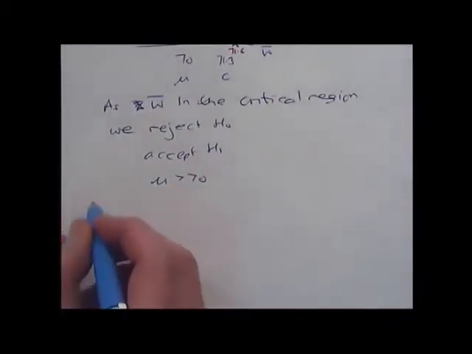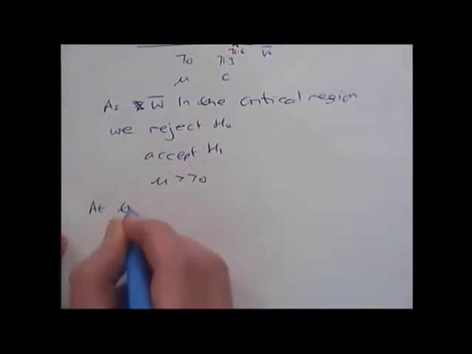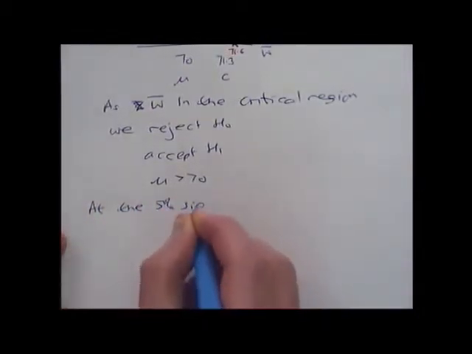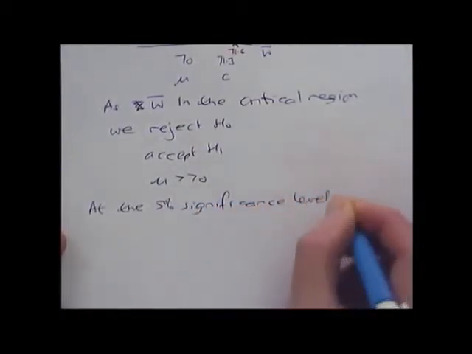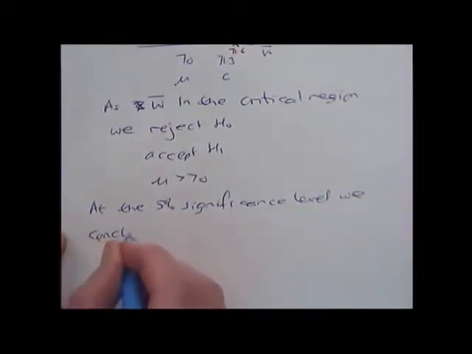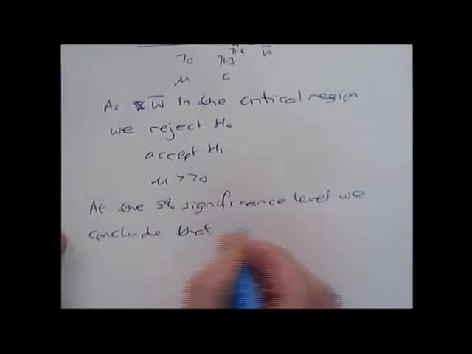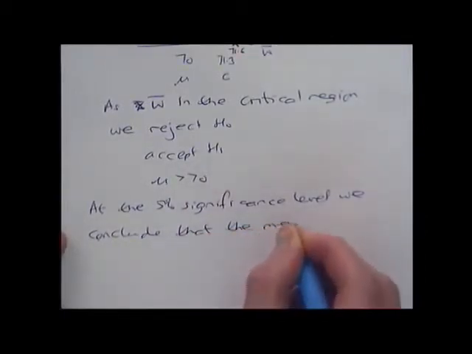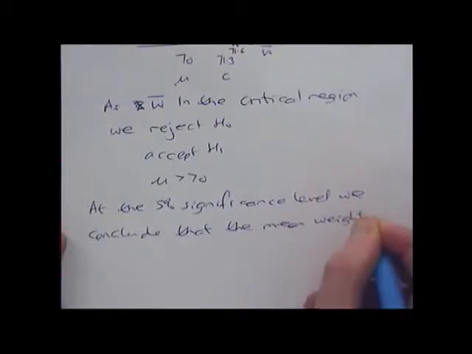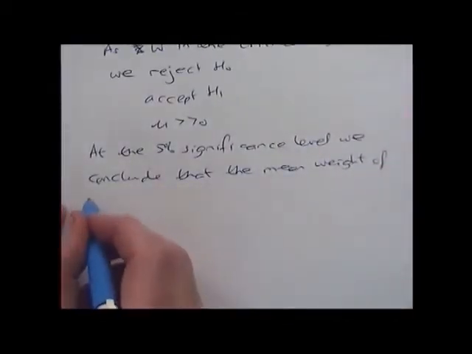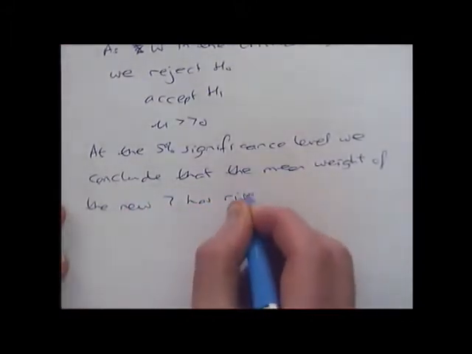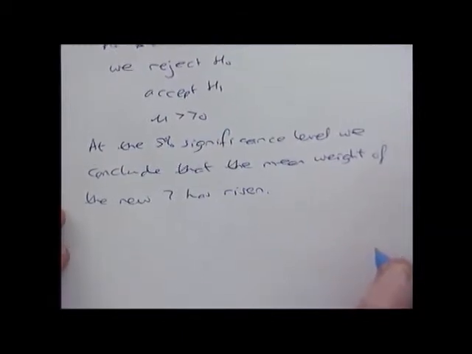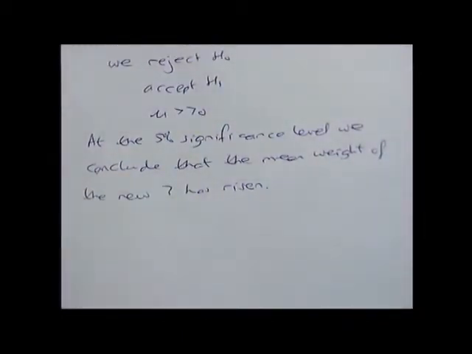So, the conclusion you would write down is this. At the 5% significance level, we conclude that the mean weight of the new year 7 has risen. And it's really important you do write down that sort of real world sentence at the end of your question.